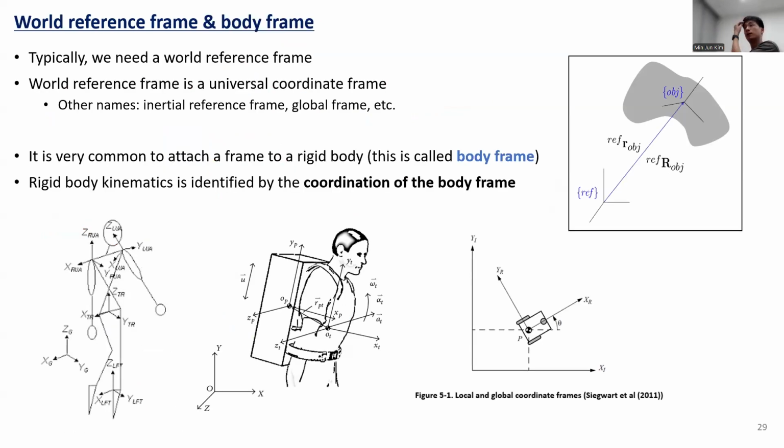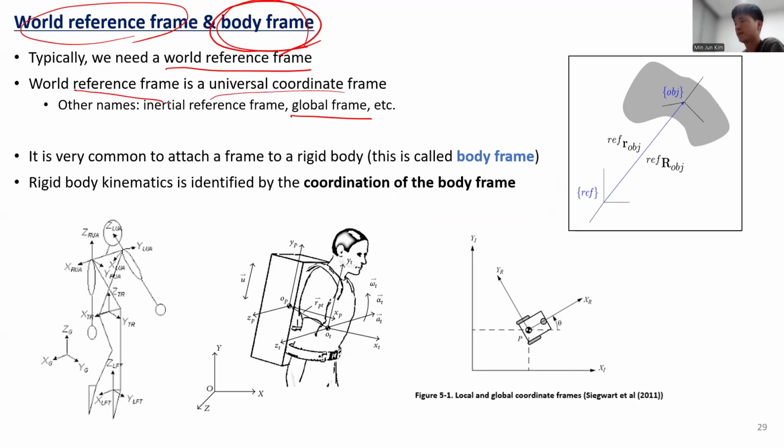In robotics, it's very important to understand the concept of body frame. There are two different types. The first one is the world reference frame, and the second one is the body frame. The world reference frame is an inertial frame. I think we are all familiar with what an inertial frame is. It's kind of a fixed reference. Sometimes it's called a global frame, universal frame, or reference frame. It has many names, but they are the same.